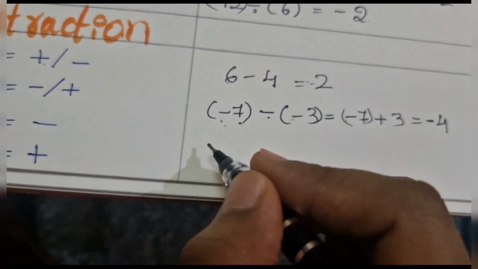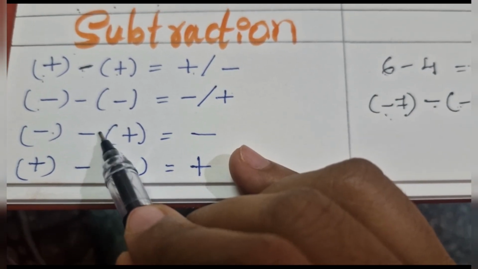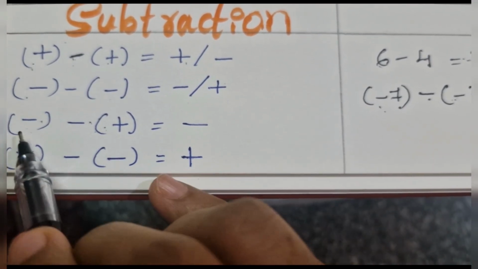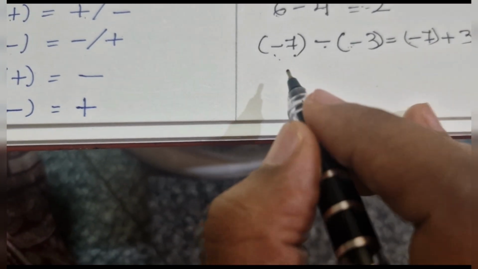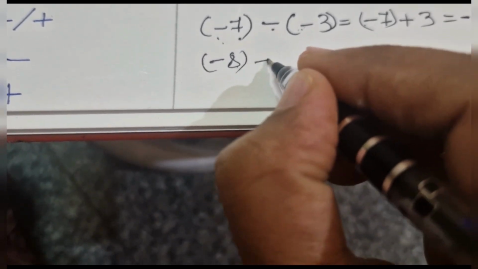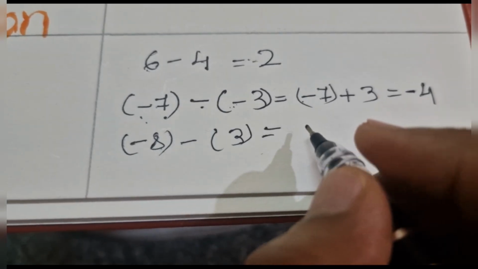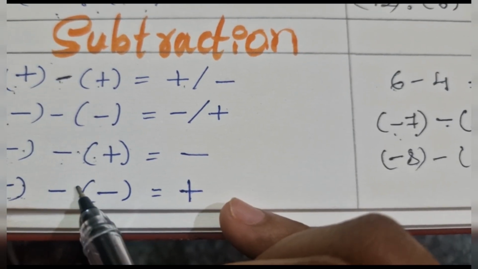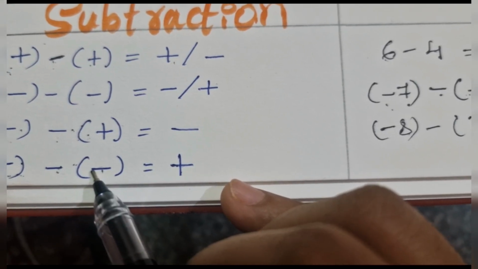Next, minus of minus. Both the signs are different. Now minus. Plus into minus, minus. Let's learn with example. Minus 8 minus of 3. One is negative and another one is positive. So equals minus 11. Last one, plus of minus. Both the signs are different. So minus into minus, plus.